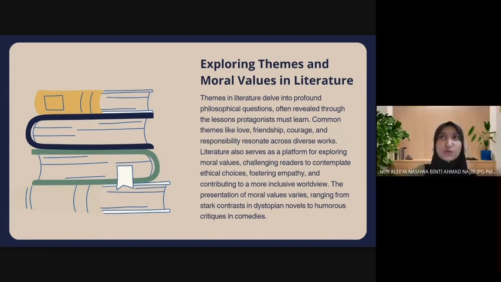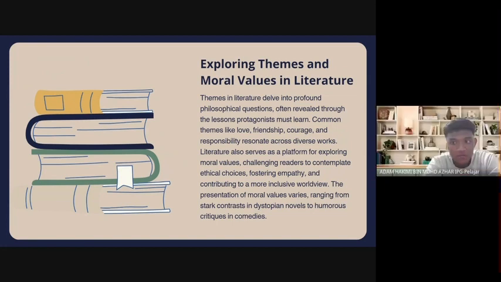And moral values is what we learn based on the literature work that we read. Do you guys remember any kind of moral values that you still remember a lot until today from any kind of literature work that you read or watch?